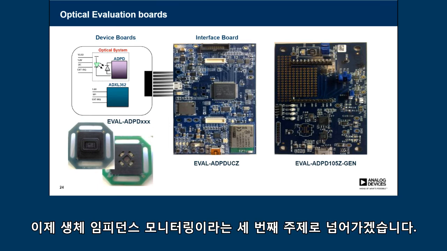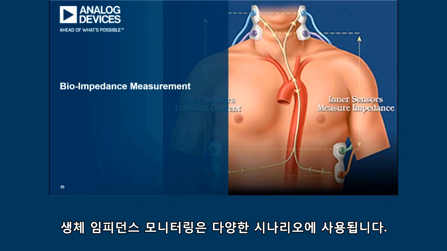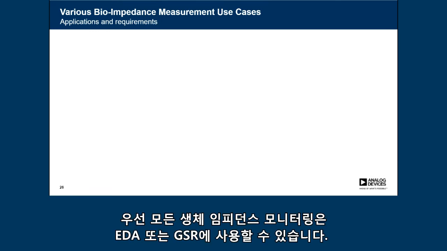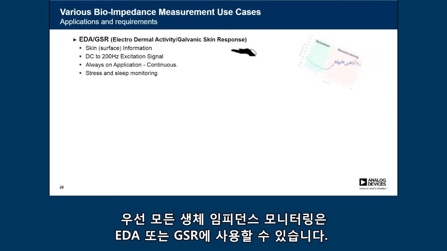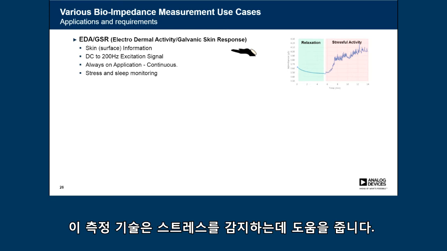So from this, I would like to move to the third topic, being bioimpedance monitoring. Bioimpedance monitoring is used in a lot of different scenarios. And I'm summarizing the different use cases that have needs for bioimpedance measurement. So first of all, impedance monitoring can be used for EDA or GSR. EDA stands for electrodermal activity, or GSR for galvanic skin response. And these measurement technologies can help you to detect stress.